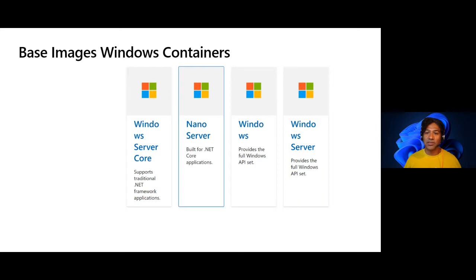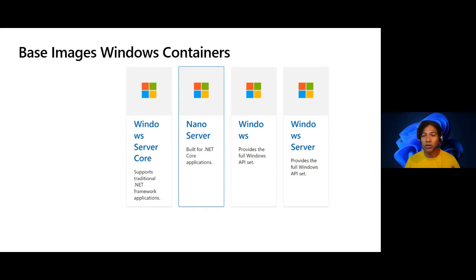So this is the number of images that you can go and get with Windows Server 2022. You have Windows Server Core, which supports traditional .NET Framework applications. So you have pretty much the smaller image that contains a subset of the server APIs, but the full .NET Framework, so you can host those applications on there.